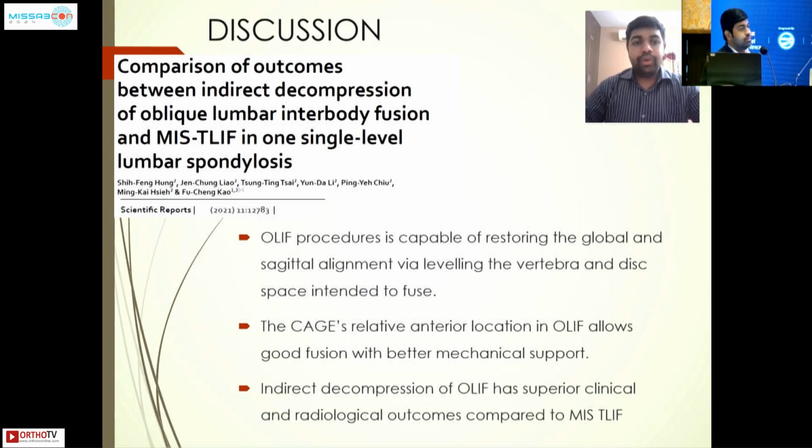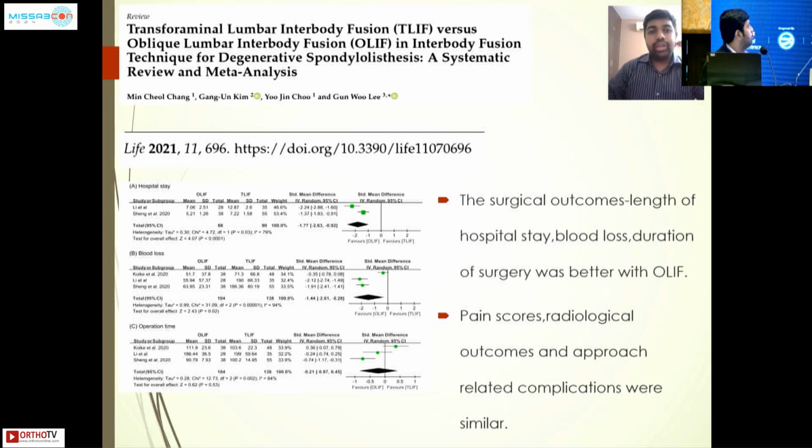This is another paper of Hung et al., where they compare the indirect decompression of MIS-TLIF and OLIF, and they conclude that the indirect decompression of OLIF is superior to that of TLIF. Chang et al., in their meta-analysis, concluded that the pain scores, radiological outcomes, and approach-related complications are similar for both TLIF as well as OLIF.